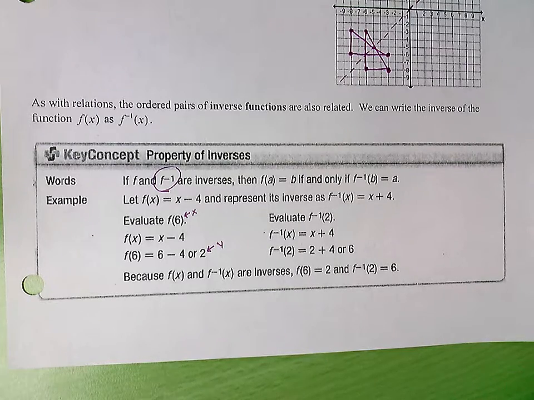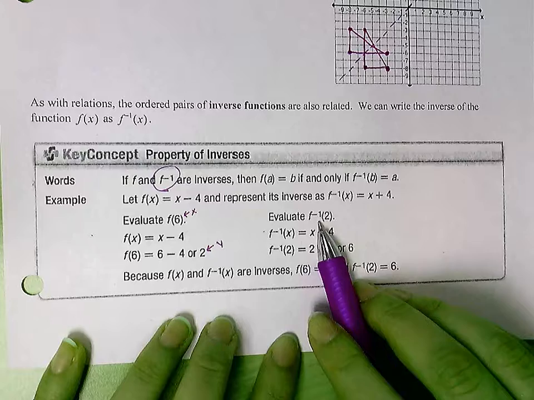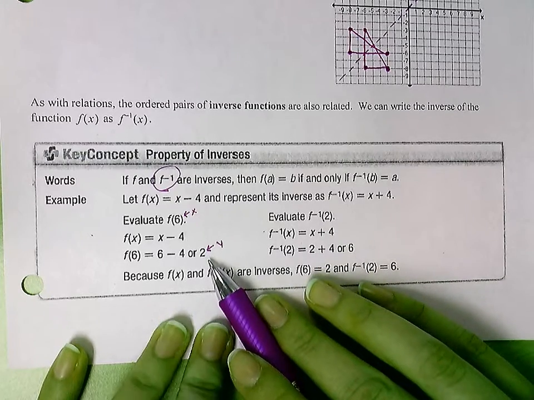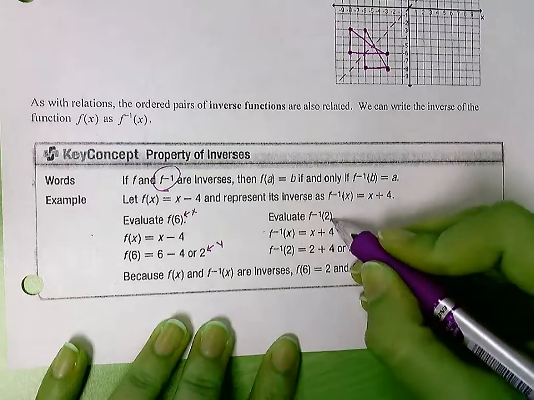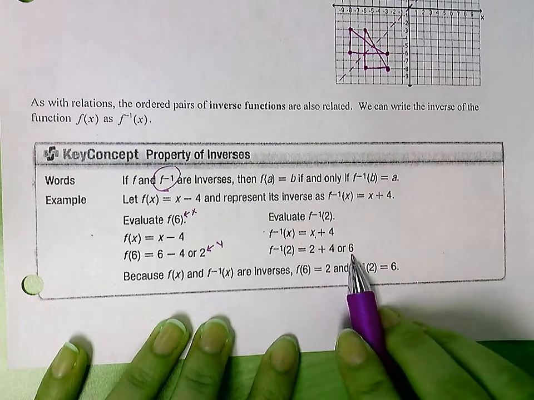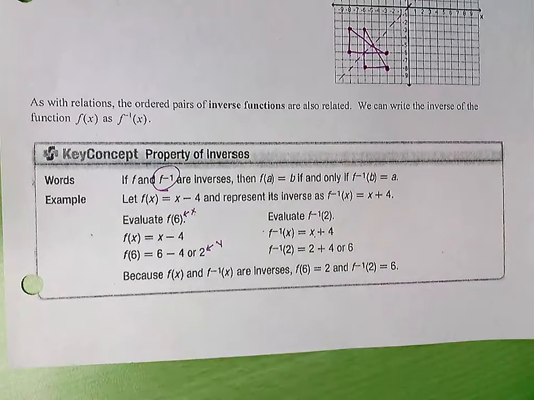Now if I take f inverse of 2, which was my y value, and I plug it in for x, I have 2 plus 4 is 6. I'll end up with that original x value. So it's just showing you that you have to switch x and y, basically. So I want to go to the next page.